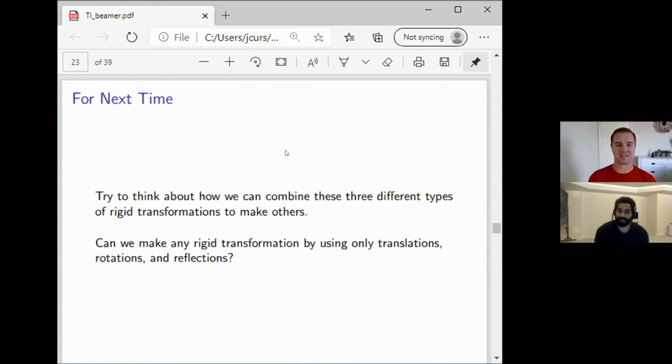And one good question to ask is, can we make any rigid transformation by using only these three? I mean, sort of spoiler, we can. I think we've really shown this by using the dog, but we're going to really dig into this more next time. That's awesome. I look forward to seeing that. Something for you guys to think about. Yeah, exactly.